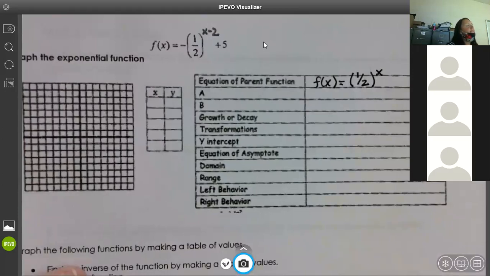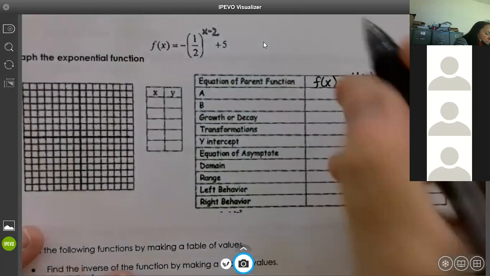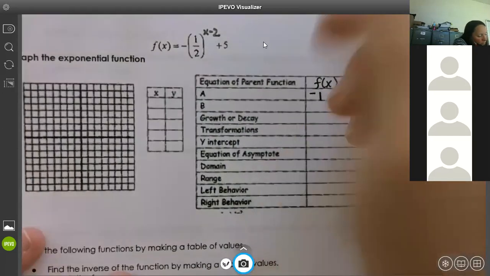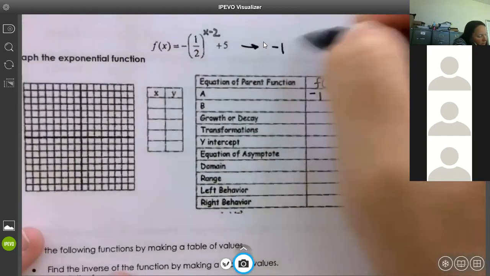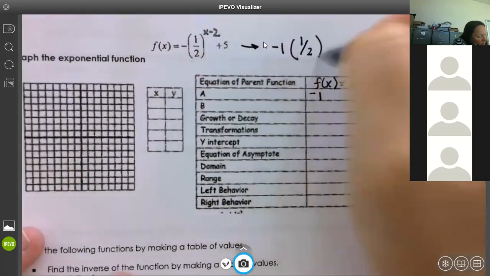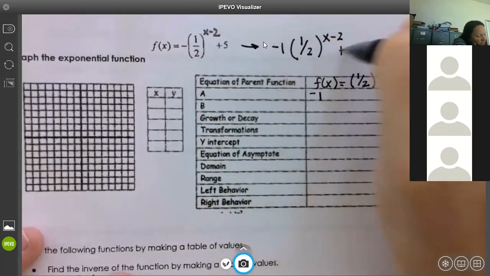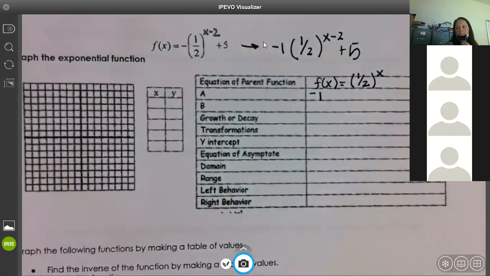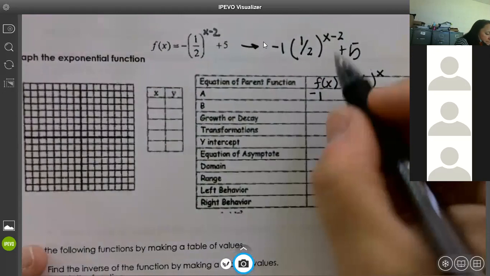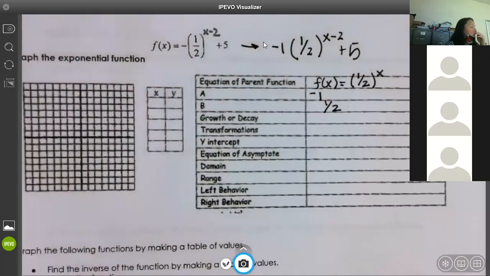Your A is the number in front of that base. What is the number in front of the base now? -1. If we rewrite this, we would have -1 times 1/2 to the x minus 2 plus 5, so that you know where that -1 is coming from. What about your B? What's the number inside of parentheses? That is your rate of change. Is this growth or decay?